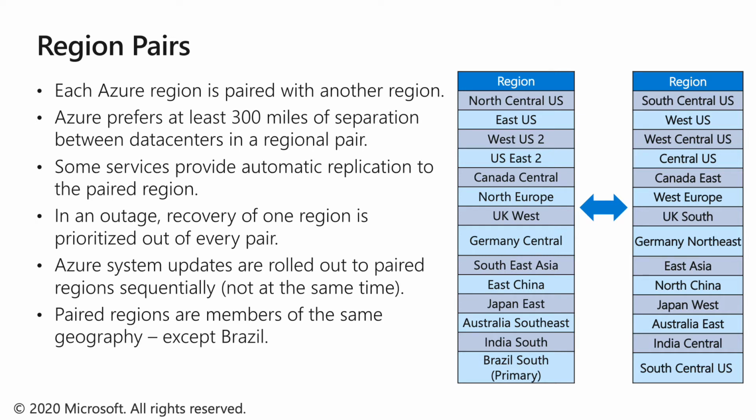Some services provide automatic replication to the paired region, i.e. automatically copying that. In an outage, recovery of one region is prioritized out of every pair. Now, Azure system updates are rolled out to paired regions sequentially, i.e. they update region 1, then region 2, never region 1 and 2 at the same time. And this preserves the security and the reliability of the system. Paired regions are, wherever possible, members of the same geography though, except for Brazil.